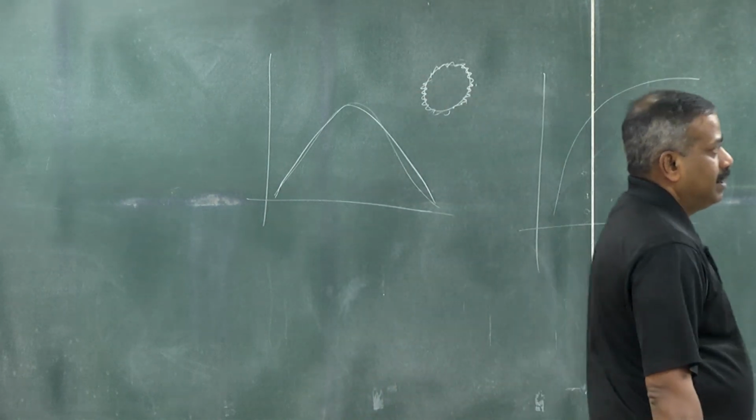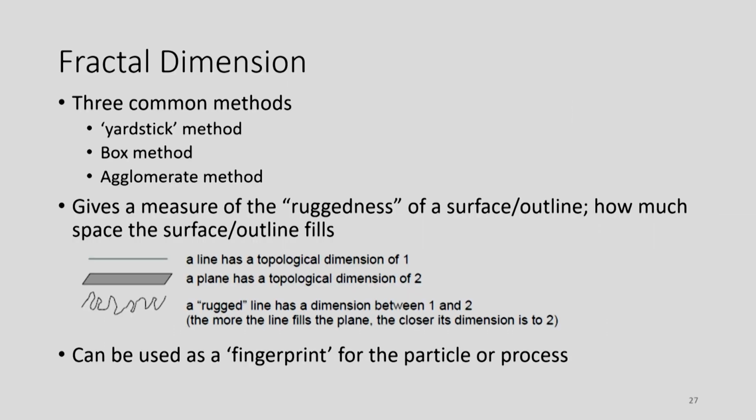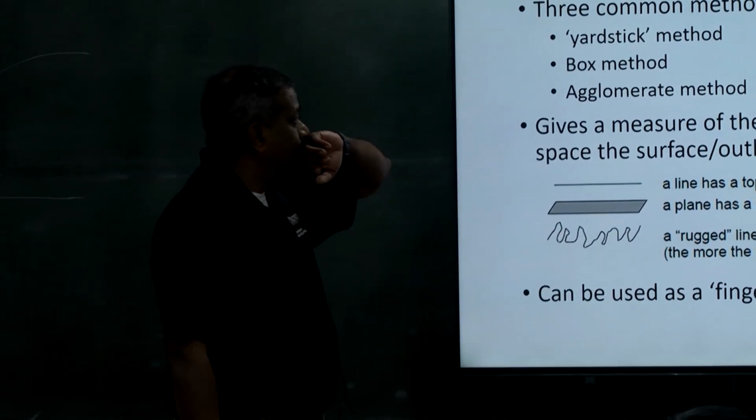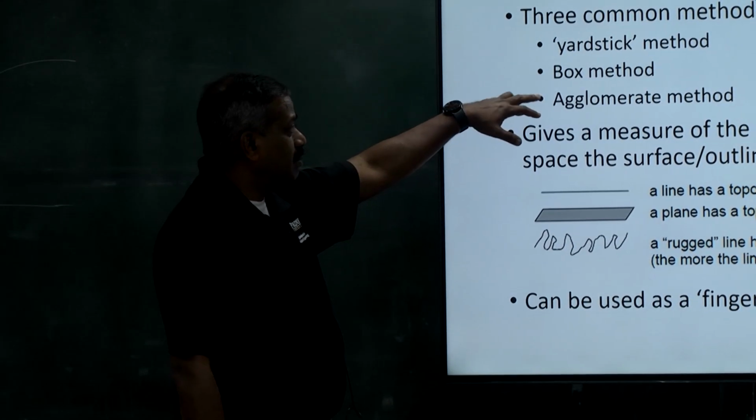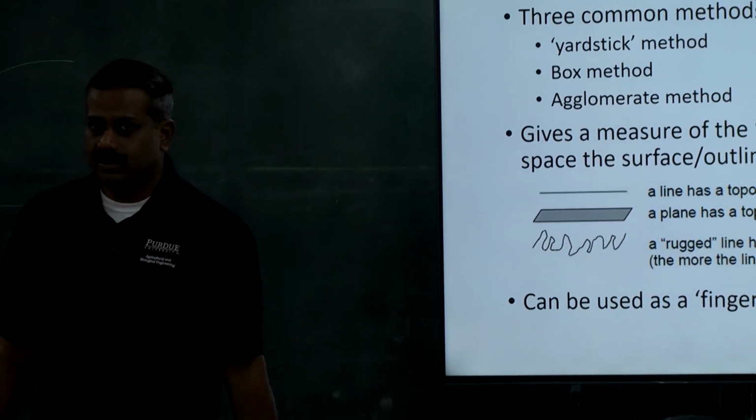Okay, so let's talk about fractal dimension. You all know about fractal dimension, right? Fractal characteristics are surface irregularities, and mostly we use that for characterizing the roughness of the particle. There are three common methods to get the fractal dimension: the yardstick method, box method, agglomerate method, etc.